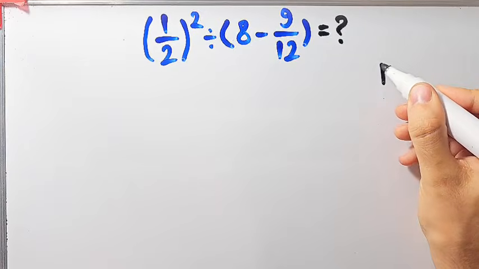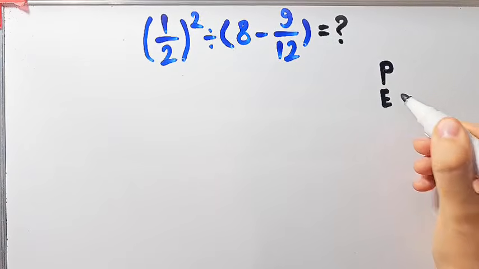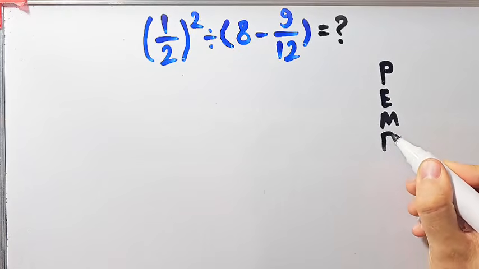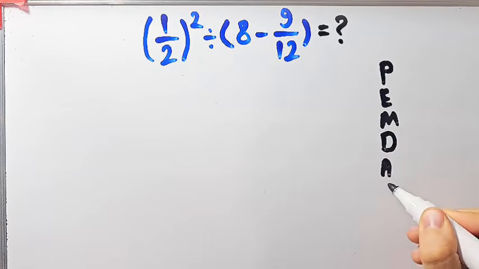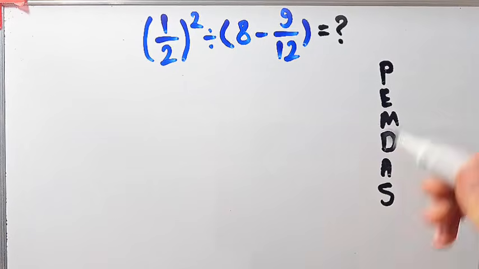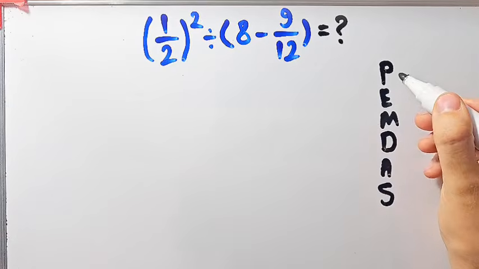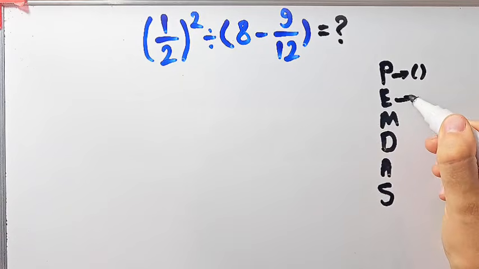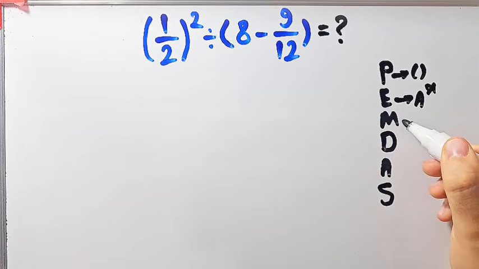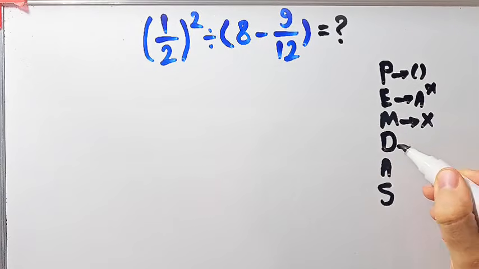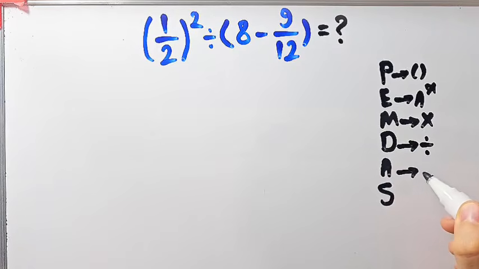To solve this question, we need to follow the order of operations, which is PEMDAS. PEMDAS shows the priority of the mathematical operations. If you don't pay attention to the PEMDAS rule, you get the wrong answer. P stands for parentheses, E stands for exponent, M stands for multiplication, D stands for division, A stands for addition, and S stands for subtraction.